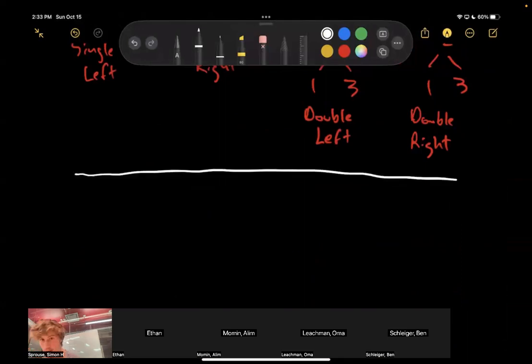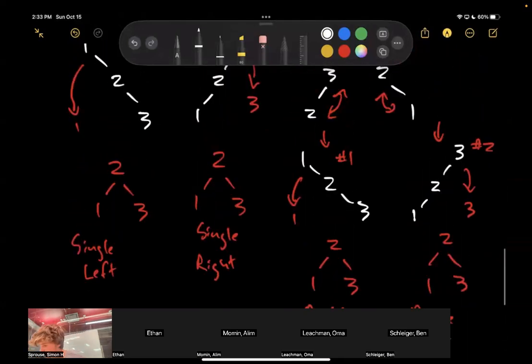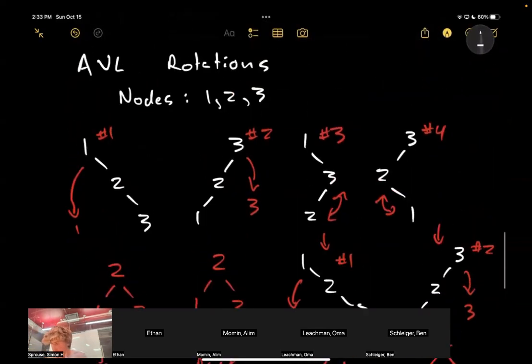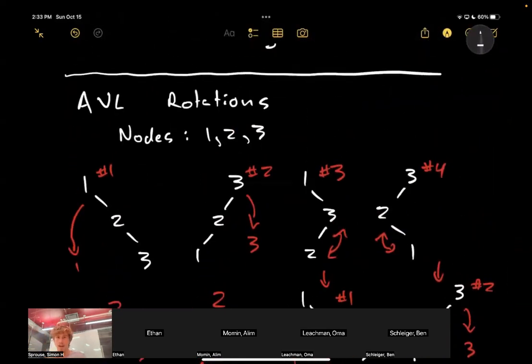Wait, sorry, I have a question real quick. Yeah, please. On your point about that, is it kind of like a whole pivot point situation? Kind of, exactly. It is exactly that.